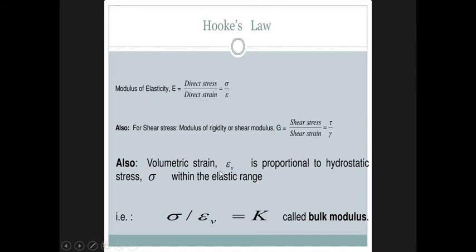So volumetric strain e suffix V is proportional to hydrostatic stress sigma within the elastic range. So the bulk modulus K is equal to sigma by volumetric strain. That is the definition of bulk modulus. If the question is asked to define bulk modulus, you can write: the bulk modulus is defined as the ratio of stress and volumetric strain.